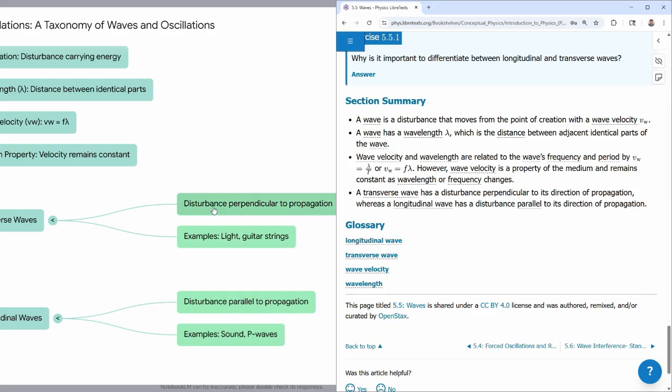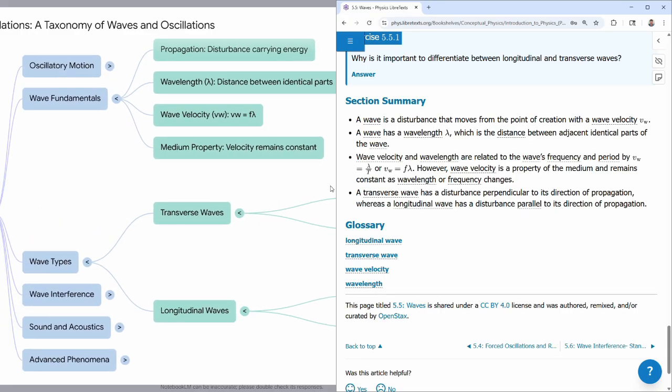Depending on whether the disturbance is parallel to propagation, which is a little bit harder to illustrate, or if it's perpendicular to propagation, which is a lot easier to draw, like for waves on a string. So that's it for section 5.5.